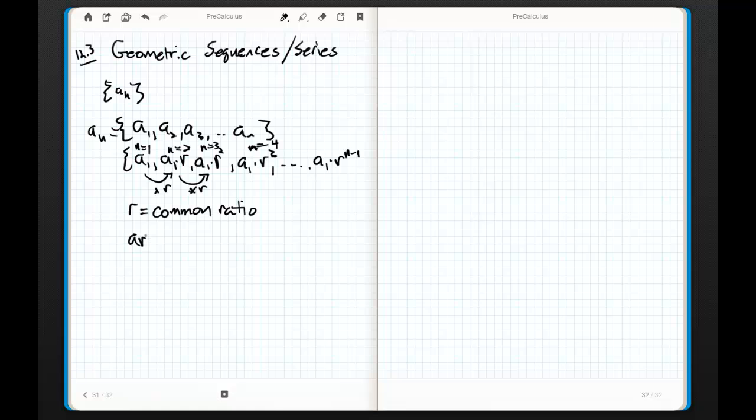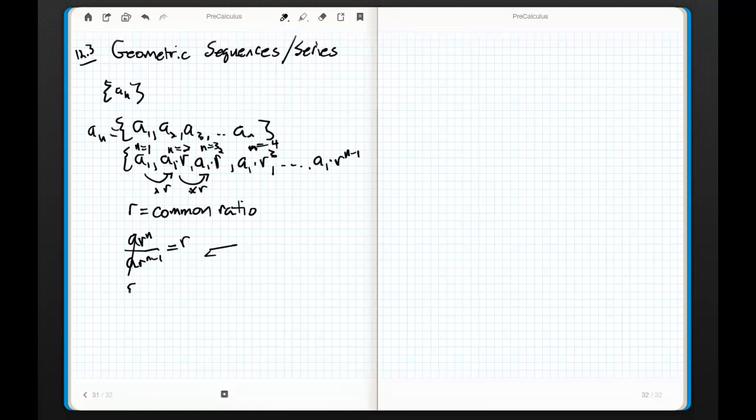A sub n, which is A sub 1 times r to the n, and I divide that by A sub n minus 1, which is A sub 1 times r to the n minus 1, well, what do I always get? I can just use algebra. The a's disappear, and then if I subtract these exponents, I simply end up with r. And this is a way that you can prove that sequences themselves are geometric.